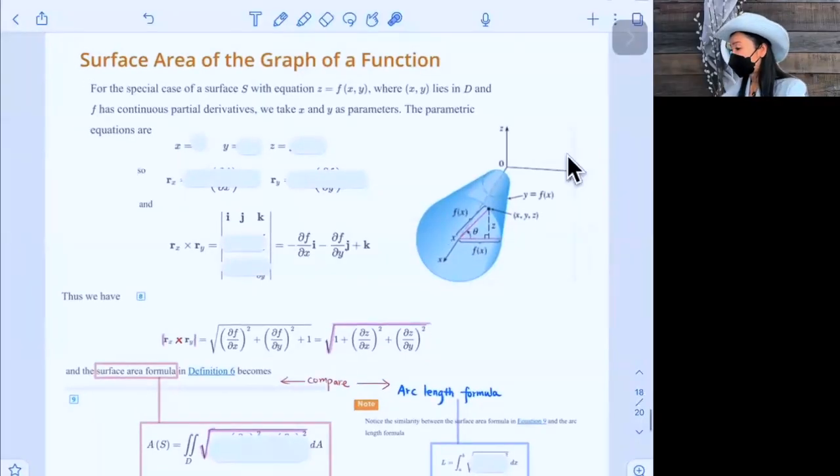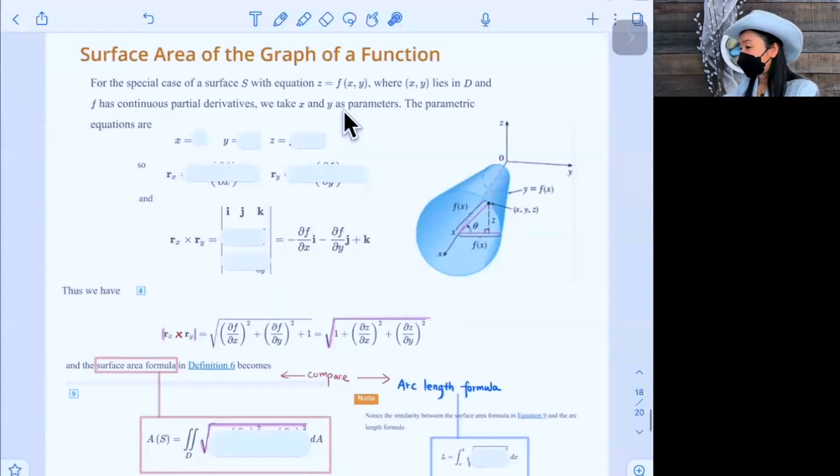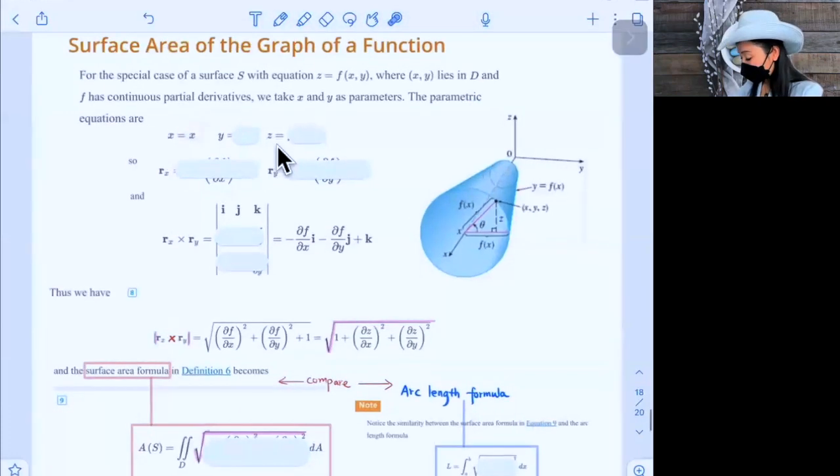The surface area of the graph of a function. For the special case of a surface with equation z equal to a function of x and y, where (x, y) lies in D, and f has continuous partial derivatives, we can take x and y as parameters. Remember last time we talked about how if z is a function of x and y, we can actually take x and y as parameters, okay? So the parametric equations are x equal to x, y equal to y, and z equal to f of x, y, right?